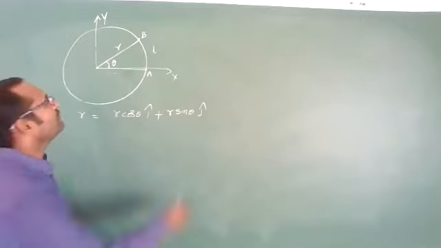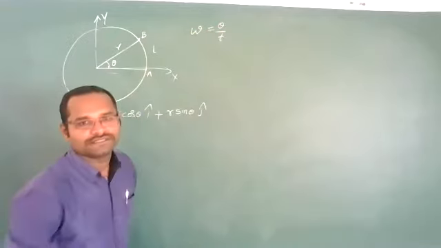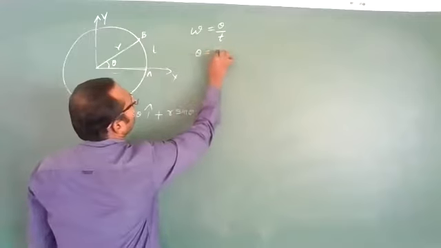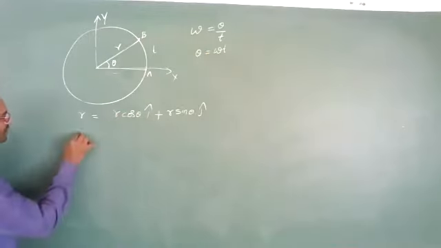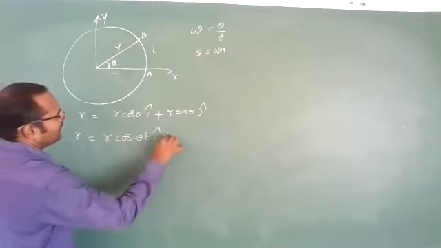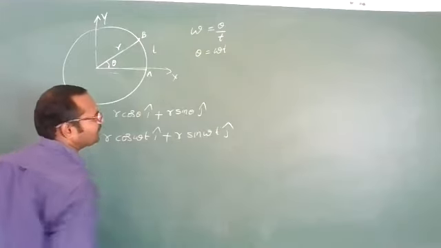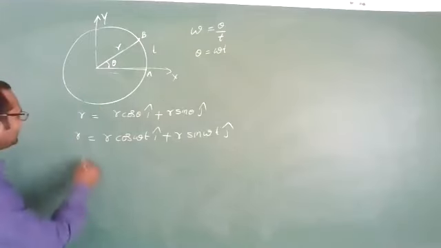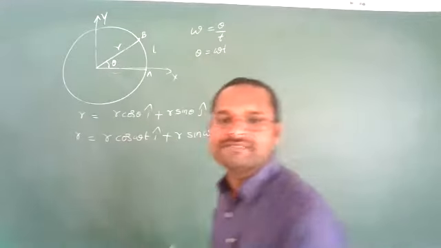Clear? And we know one more thing that omega is equal to theta by t. Then what is theta now? Omega t. So let us substitute that. We get r cos omega t i cap plus r sin omega t j cap. Did you get this point? This r means position vector, displacement you can say.